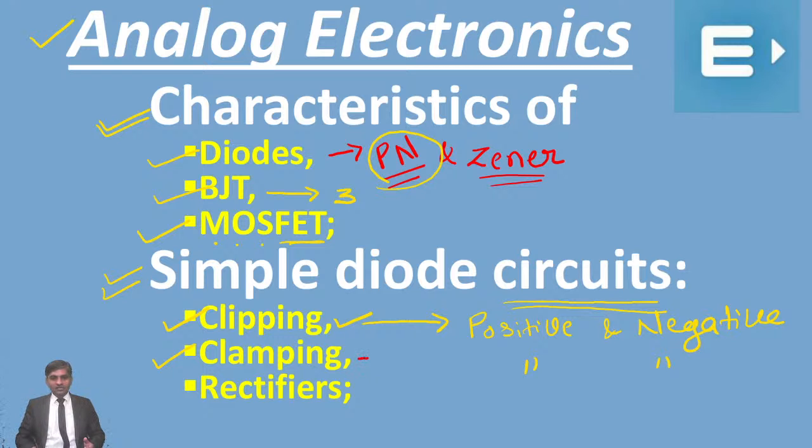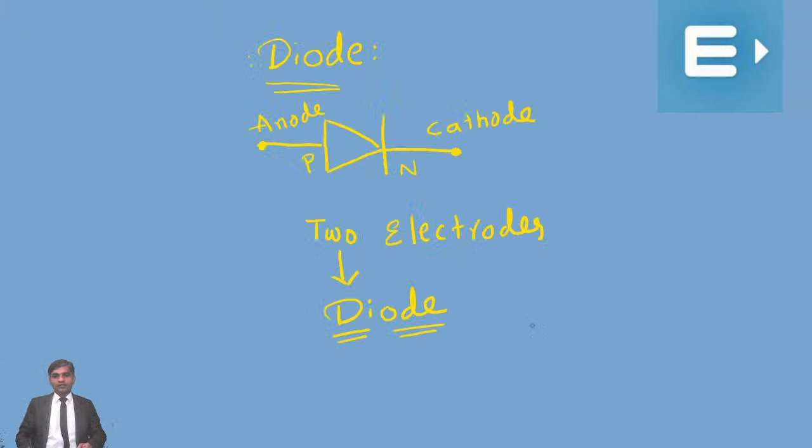DC restorers. So what do you mean by DC restorer? What do you mean by this? It restores the DC signal. Means, as you know, I'll tell you here. You can see here what I'm trying to explain.